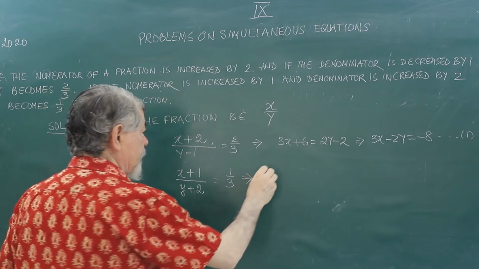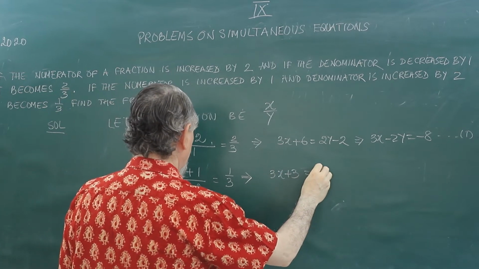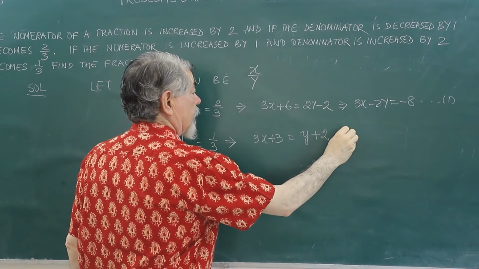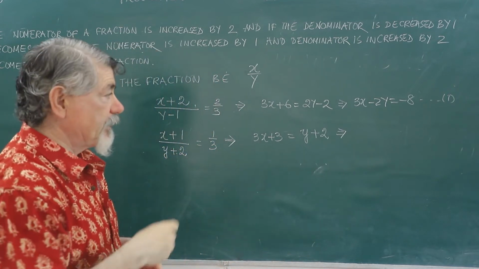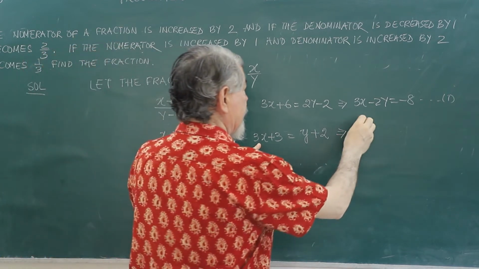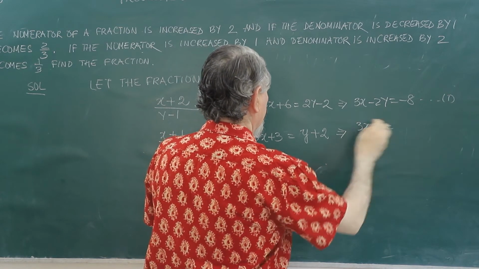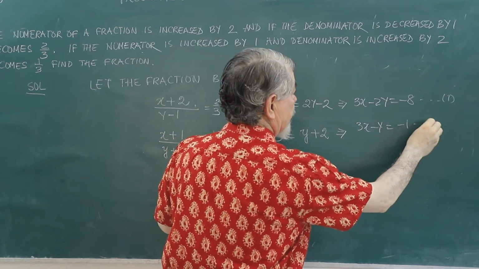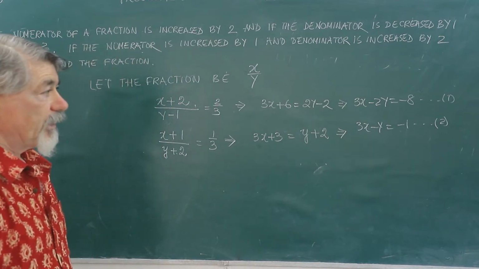Let us cross multiply. 3x plus 3 will be equal to y plus 2, or write it in the standard form. Bring x and y term on one side, constant term on another side. 3x minus y is equal to 3 will go to that side, minus 3 plus 1, that is minus 1. Equation 2. Now we are going to solve equation 1 and 2.